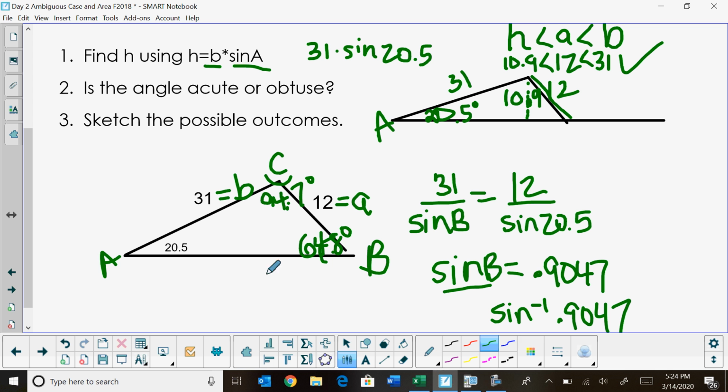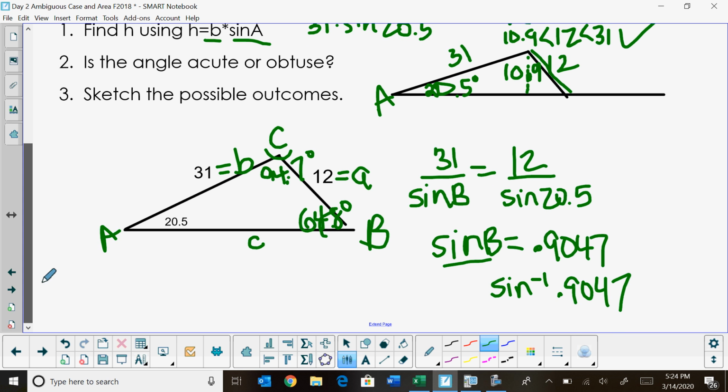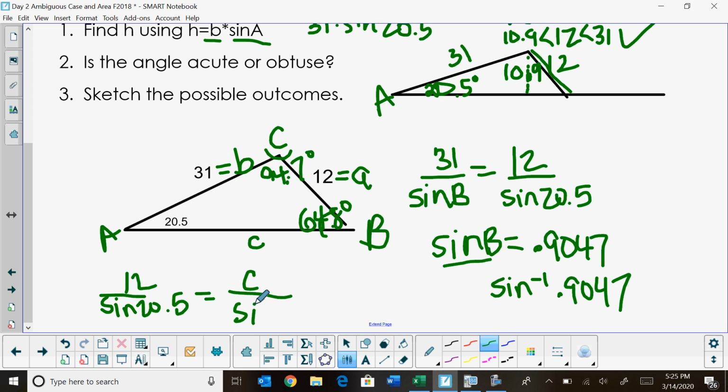Now we can use the law of sines to find side C in just a second by taking A over sine A is equal to C over sine of C, which is 94.7. Well, let's go ahead and do that step. So let's take 12 over sine 20.5 is equal to C over sine of 94.7. And then do our cross products.